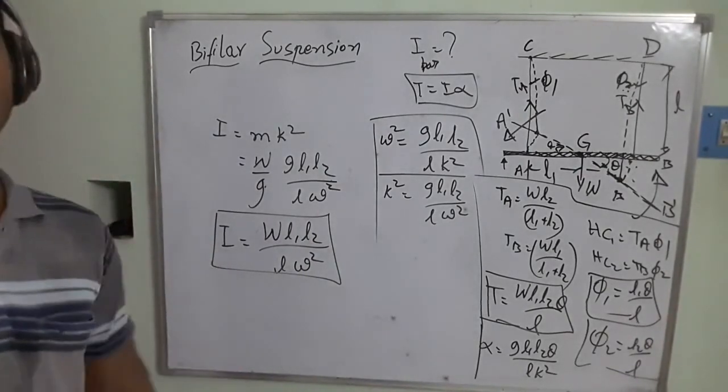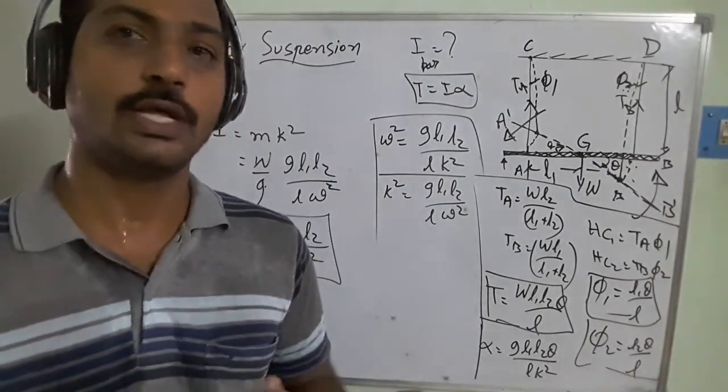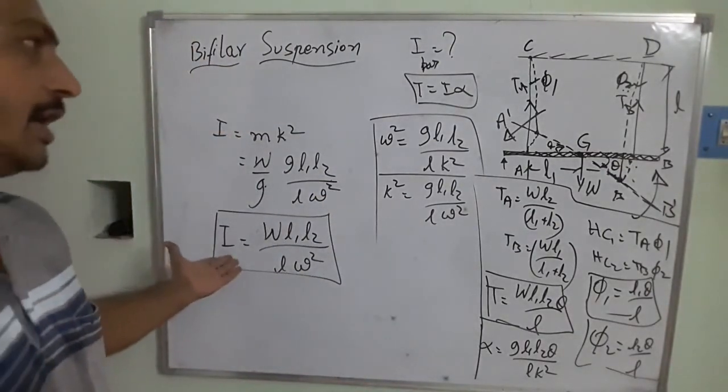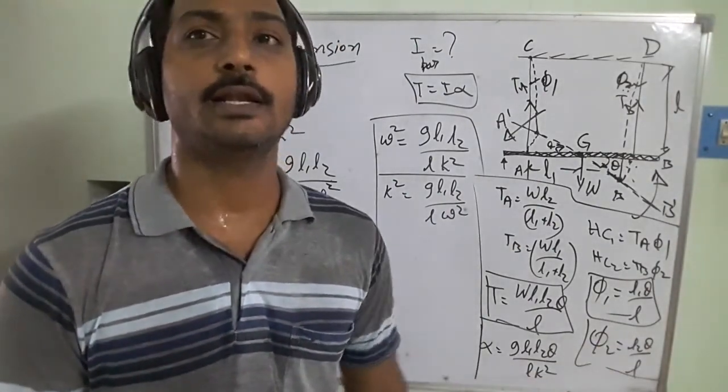As we know, the bifilar suspension system is one of the experimental methods by which we can calculate the moment of inertia. Any complicated shapes of these bars can also easily have their moment of inertia calculated.